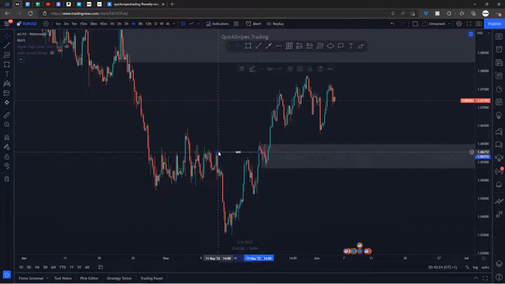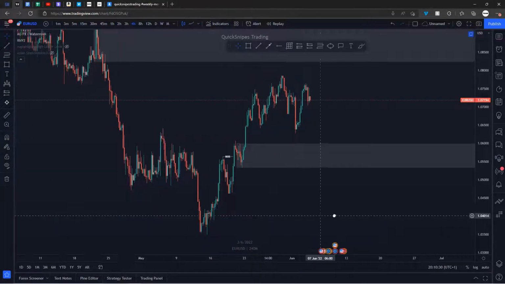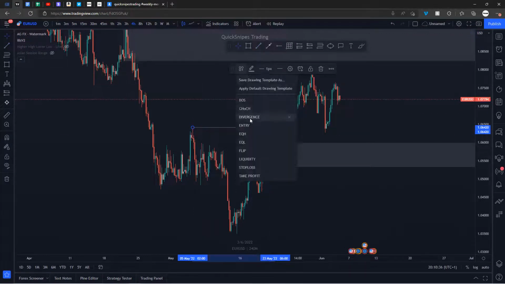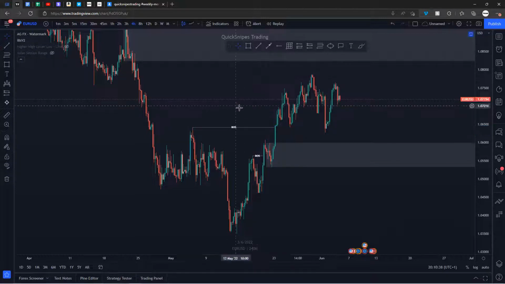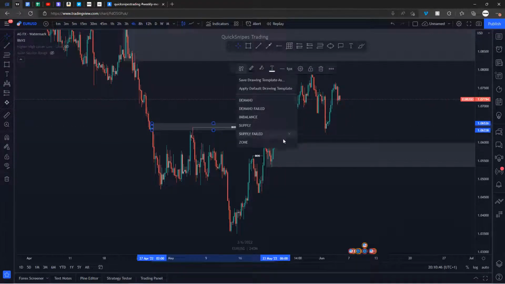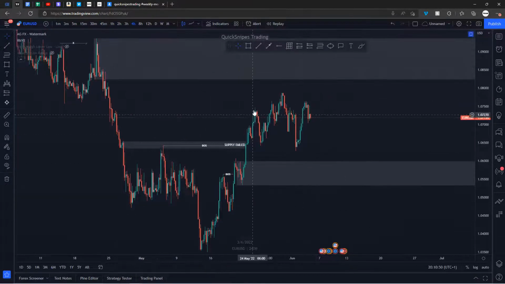But in fact, we'd actually mark this area up as a break of structure. And then this would be another high broken, so potentially another break of structure, and that's a major break of structure. What we can also see is we had a supply zone here. Yes, it worked out over here, but now it's failed. So we can mark that up as a supply failed area, and we are now bullish.